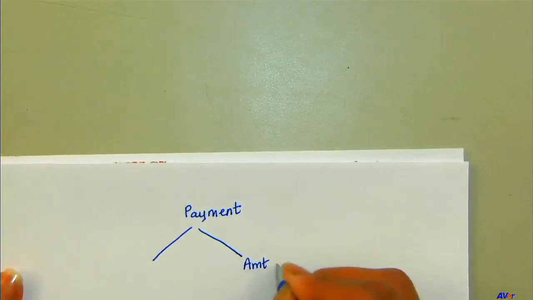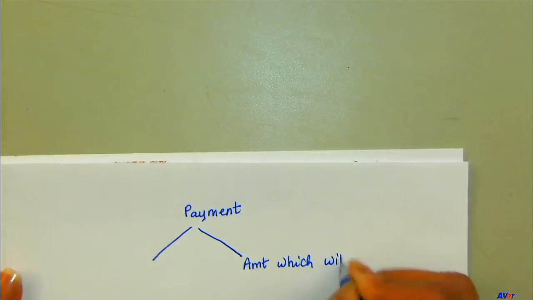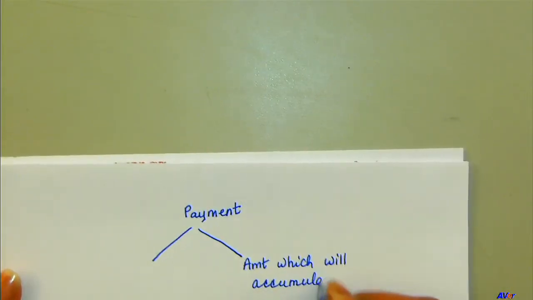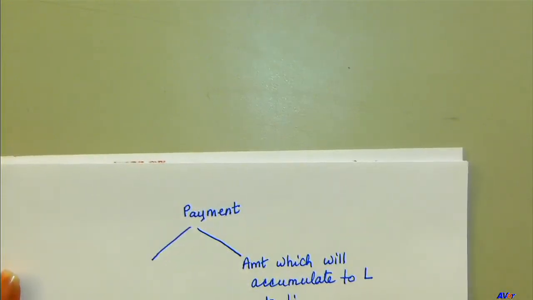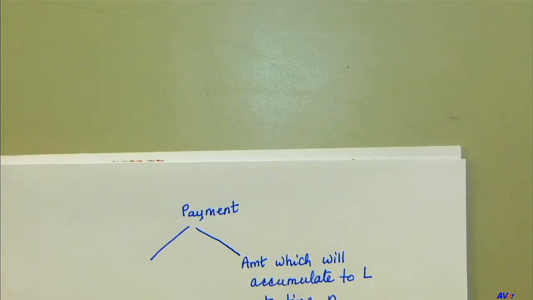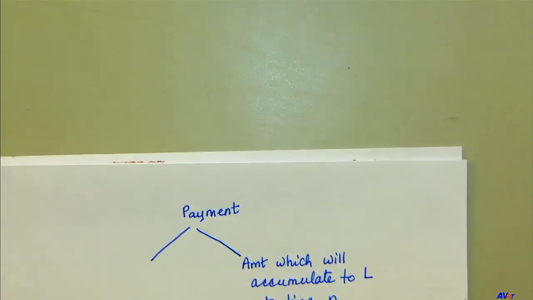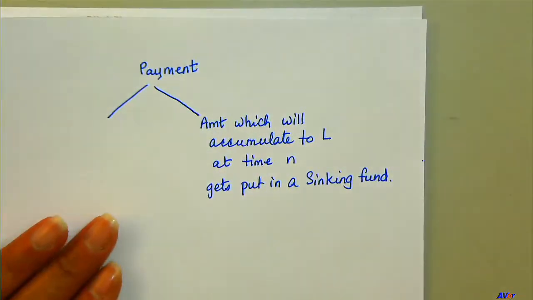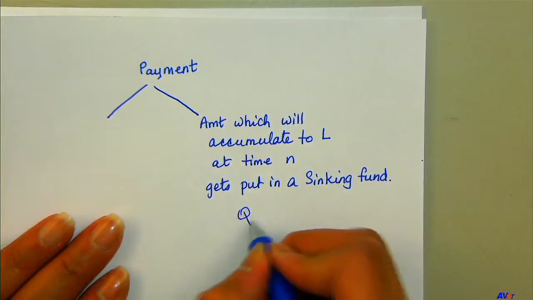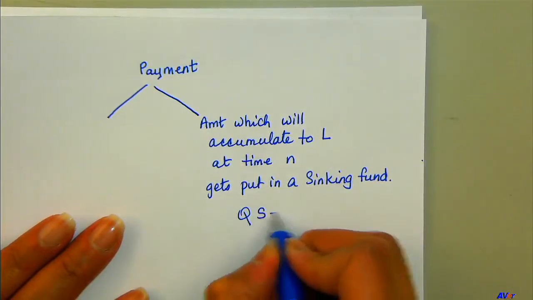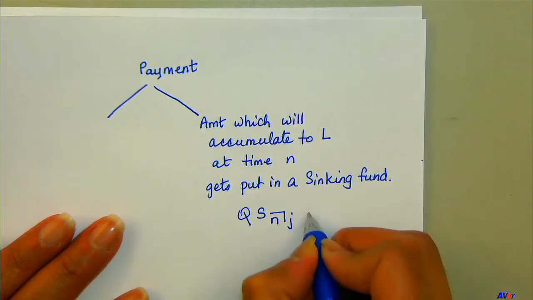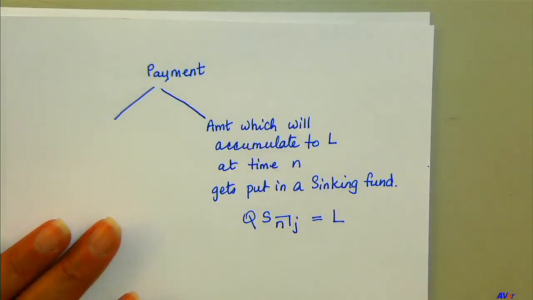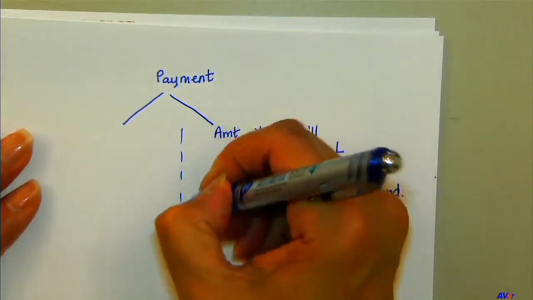The amount which will accumulate to L at time N gets put in a sinking fund. So now this is the bank putting it into a sinking fund. So Q times s angle N at rate J equals L, plus the excess.